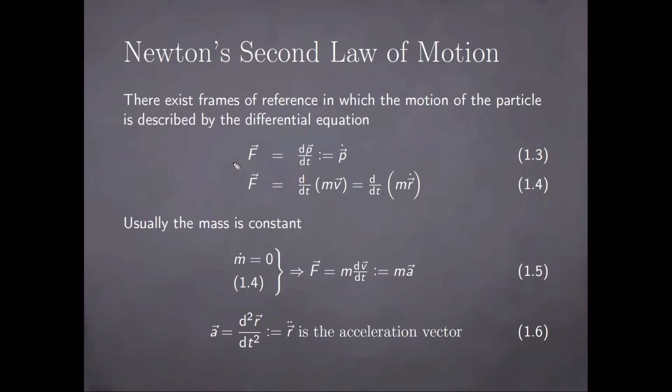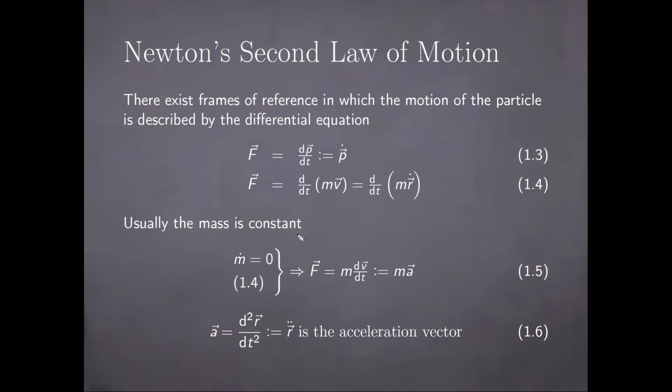The dynamics of a particle in classical mechanics is contained within Newton's second law of motion. The statement of the law is as follows. There exist frames of reference in which the motion of the particle is described by the differential equation F is equal to the time derivative of p. Or equivalently, F is the time derivative of the product between mass and velocity, or the time derivative of the product between mass and the time derivative of the radius vector.